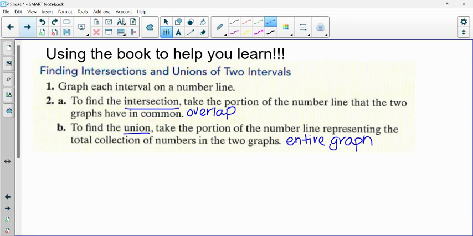All right, again, just a quick reminder, use the book to help you. If you are stuck at home on homework, you're not sure what to do, look at these boxes, okay? So we're going to be looking at intervals now, and it says finding the intersection and union of two intervals. You can always go back. If you see a problem, you're like, I don't know how to do this, go back, look for boxes, look for bold words. So here it says finding intersections and unions of two intervals. You're going to graph each interval on a number line. Okay, we can do that.